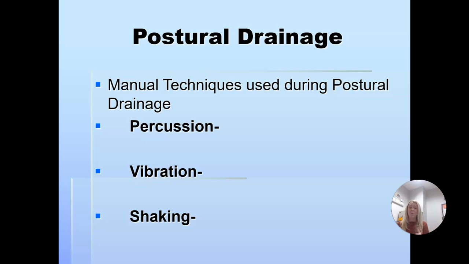Some of the techniques that we'll use are things like percussion, which is the tapotement, right? The beating on the chest wall. Vibration is shaking the area, or they do make little tools that will vibrate. Again, the idea is that it's going to loosen up the mucus that's there so that we can then mobilize it a little bit more easily. Shaking is like a more vigorous vibration.